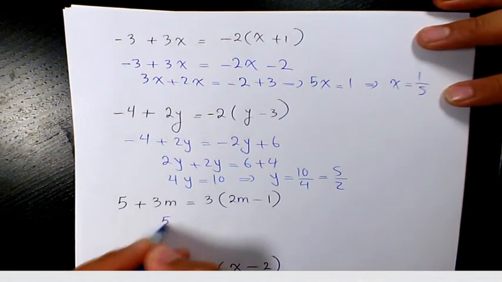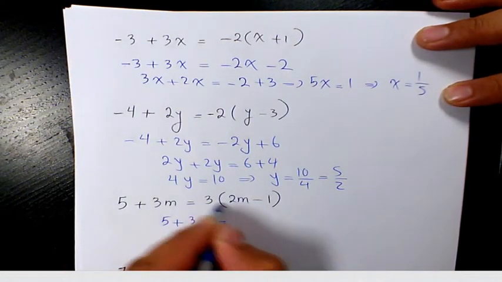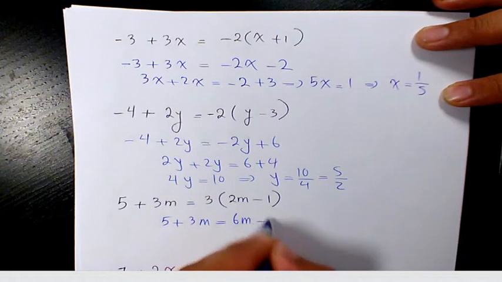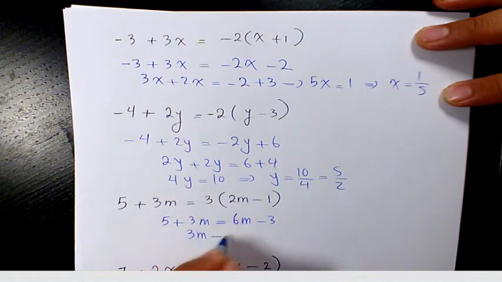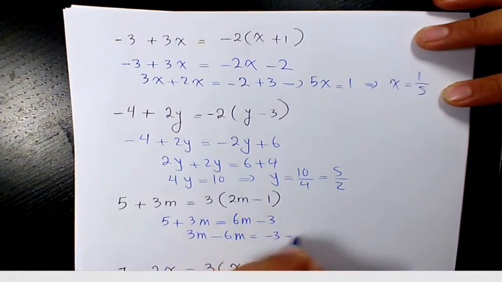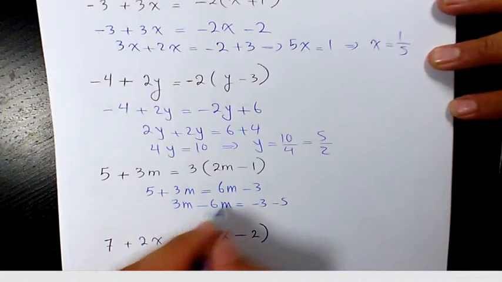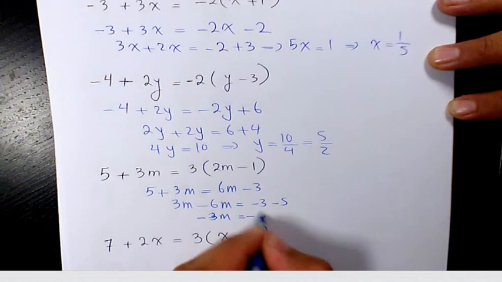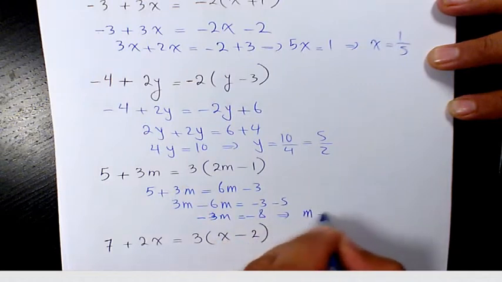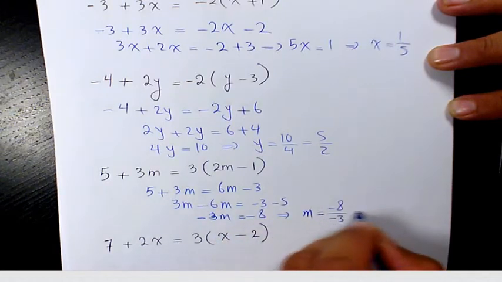So 5 plus 3m equals 3 times 2m is going to be 6m minus 3. So we have 3m minus 6m equals negative 3 minus 5. So 3m minus 6m is going to be negative 3m. Negative 3 and negative 5 is going to be negative 8. So m will be negative 8 over negative 3, 8 divided by 3.